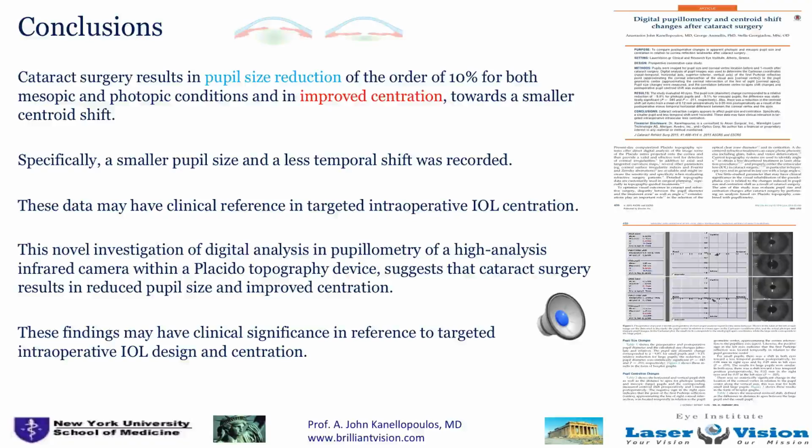This novel investigation of digital analysis of pupillometry, using a high-resolution infrared camera that comes along as an adjunct with this topography device, suggests that cataract surgery reduces pupil size and improves centration after cataract surgery. As mentioned before, these findings may have a clinical significance in reference to targeted intraoperative IOL design and centration for the manufacturer of intraocular lenses and the clinician. And subsequently, the submission of this paper has been published in the Journal of Cataract and Refractive Surgery, and you can see excerpts from that publication in this last final slide.